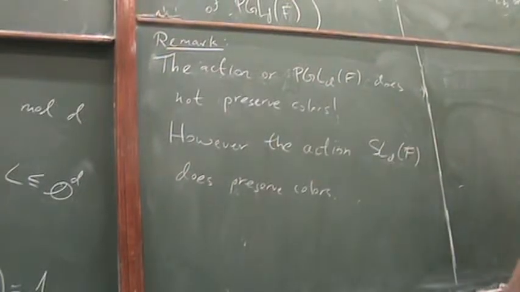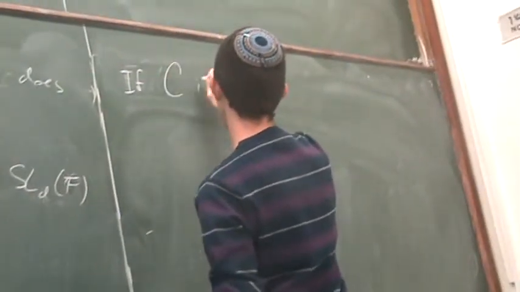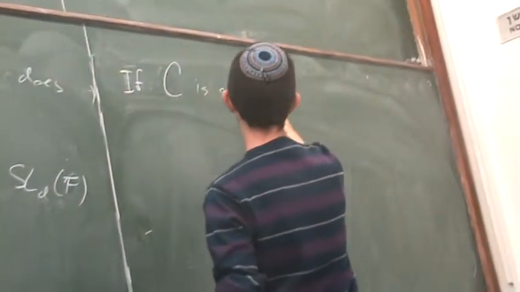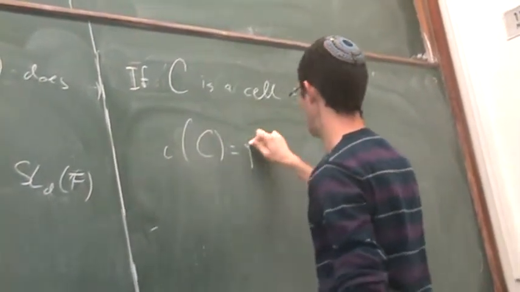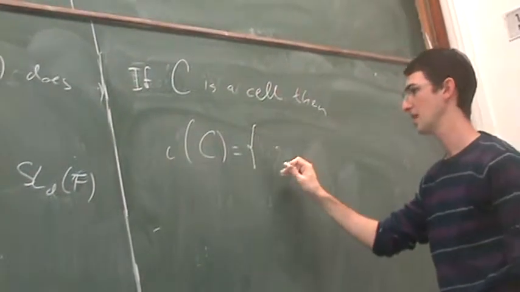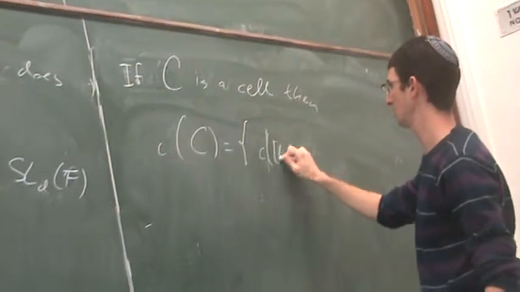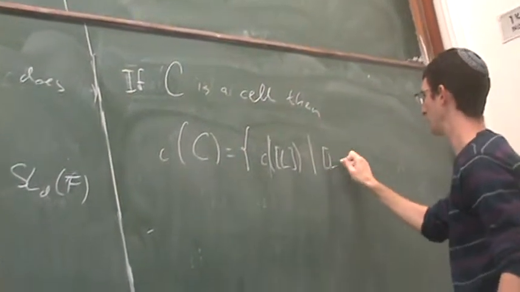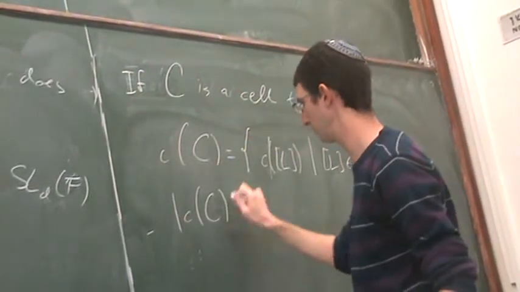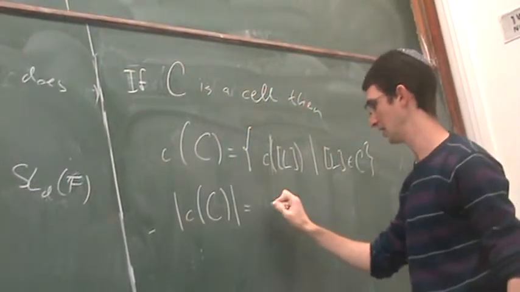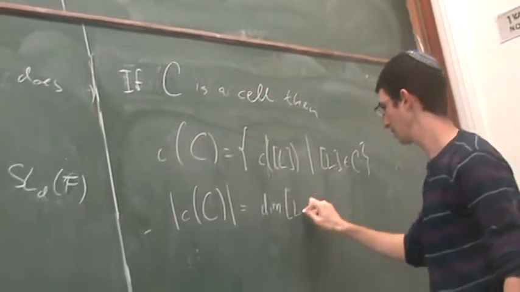So if large C is a cell, then the color of C is just defined to be the set of colors in C. So this is c(L) for every L in C. Notice that the size of this set is always the dimension of L plus 1.